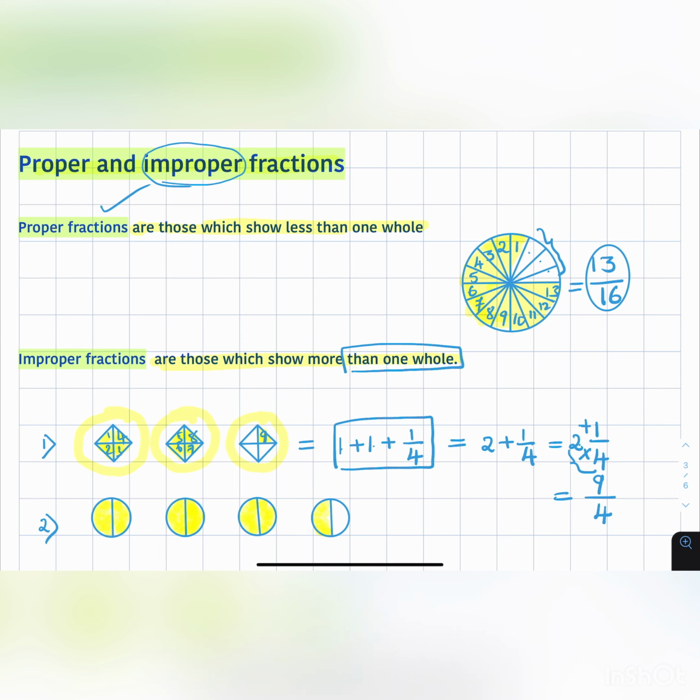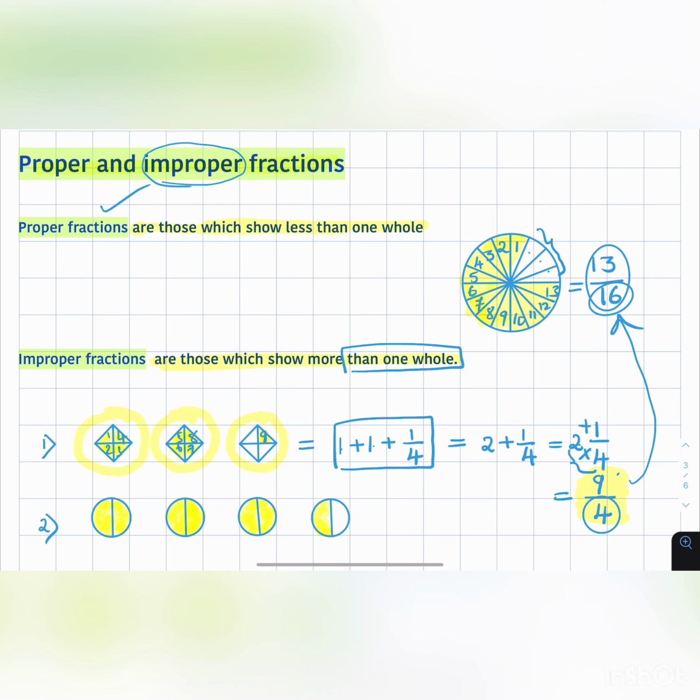So this is about the improper fraction. 9/4 is an improper fraction. And if we observe carefully with the proper fraction, how they are different. 9/4 and 13/16, how they are different. If we see this carefully, the denominator here is 4 and this is 16.